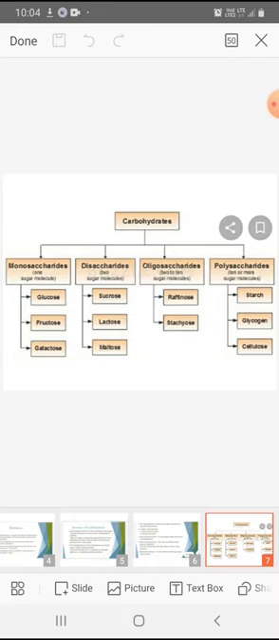Next, the classification of carbohydrates. The classification is monosaccharide, then disaccharide, oligosaccharide and polysaccharide. Monosaccharide examples are glucose, fructose and galactose. Disaccharide examples are sucrose, lactose and maltose. Oligosaccharide examples are raffinose and stachyose. Polysaccharide examples are starch, glycogen and cellulose.